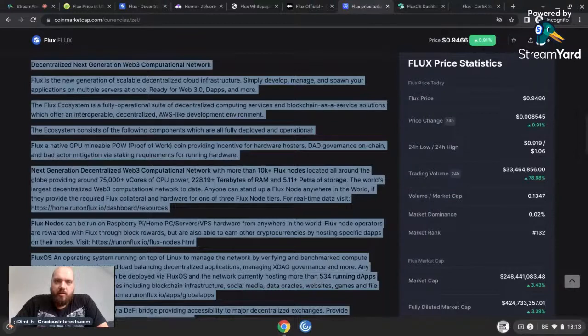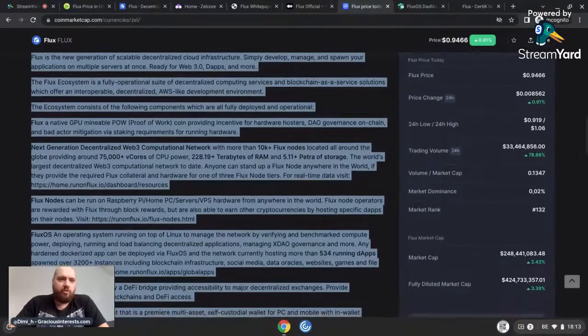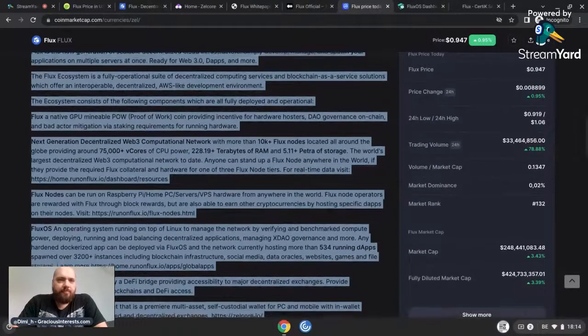Interesting. Simply develop, manage, and spawn your applications on multiple servers at once, ready for Web 3.0, decentralized applications, and more. Flux ecosystem is a fully operational suite of decentralized computing services and blockchain as a service solutions, which offer an interoperable decentralized AWS-like development environment. Ecosystem consists of the following components, which are fully deployed and operational.